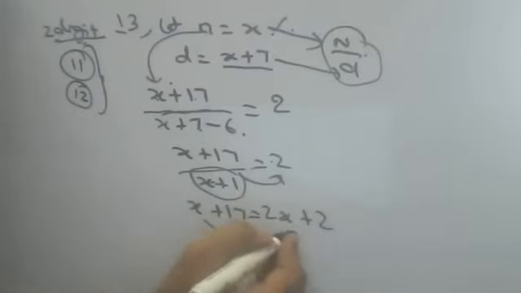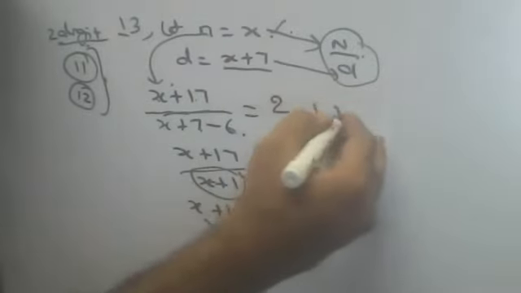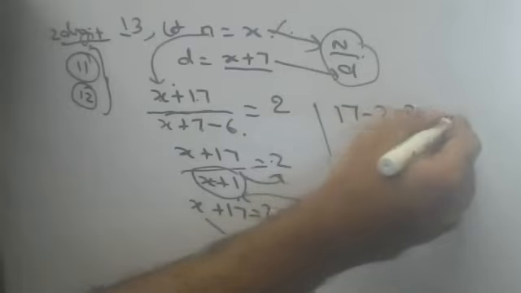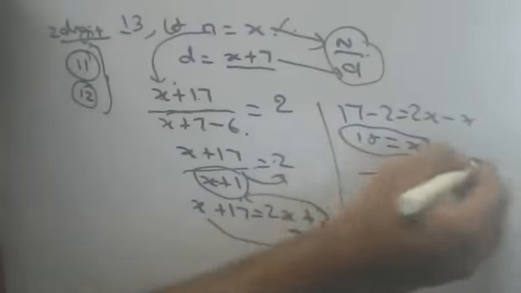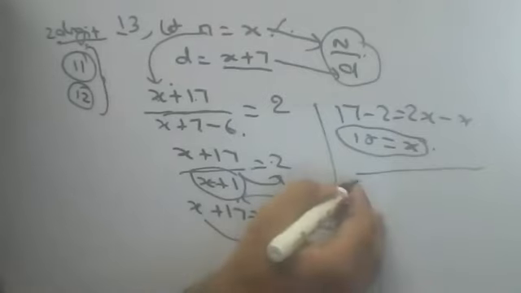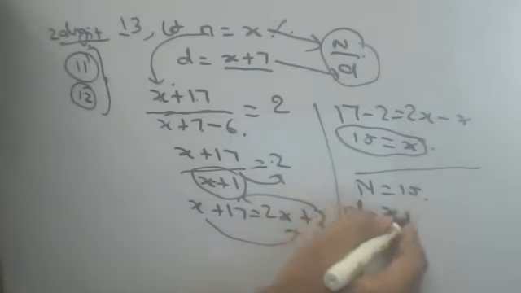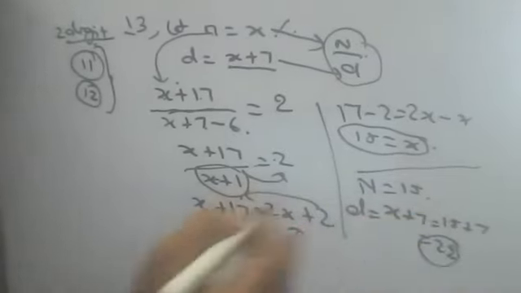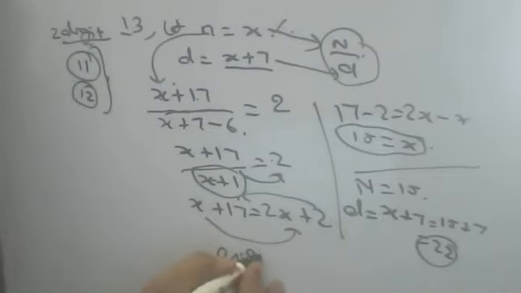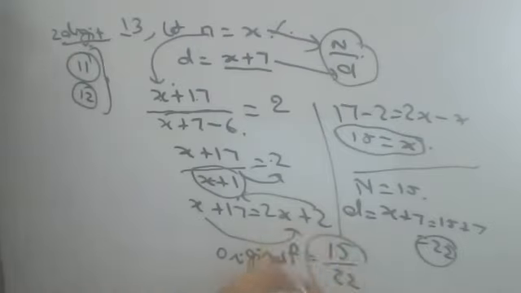Okay, children? This here. So, what will we do, children? 17 minus 2 is equal to 2x minus x. 15 is equal to x. What is this, children? Numerator. Numerator is how much? 15. Now denominator. Denominator is x plus 7. He only told, no, children. So 15 plus 7, that is 22. So what is the original fraction, children? Original fraction is 15 by 22.